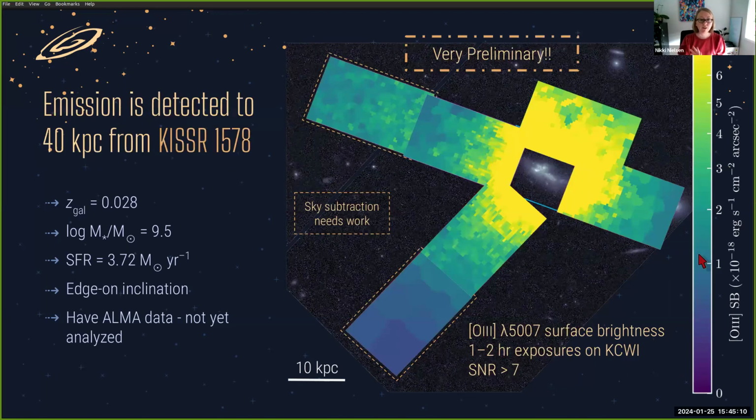So here is a very preliminary surface brightness map of the O3 line. Again, the signal to noise ratio is greater than 7 in every bin you see here. And I will note that these two outer pointings, the normalization is a little bit off because the sky subtraction needs work. But we do see emission everywhere we observed, out to about 40 kiloparsecs. And there seems to be some interesting structure very near to the galaxy as well.